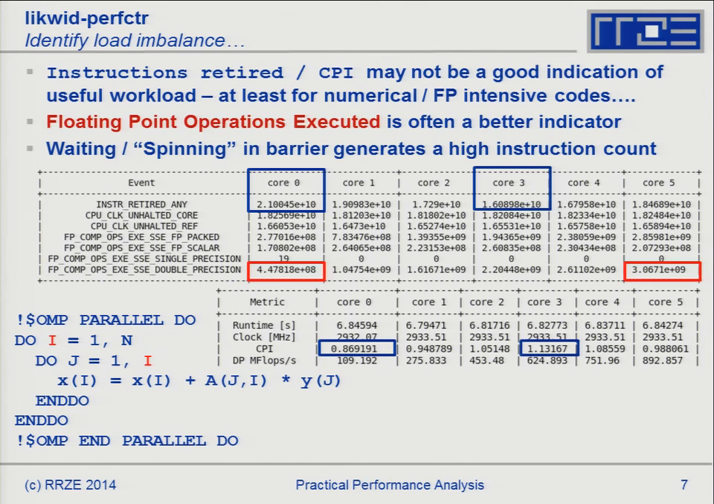Here we see fpcomp operations executed SSE double precision. And here we see what we want to see. So we have about 500 million floating point operations here, 1 billion here, 1.6 billion, 2.2, 2.6, 3.0. So this is the behavior we expect. The useful work is flops here in this case. Instructions retired is not the correct metric to look at. Of course, if you have a loop that handles integers, that might be a problem. You have to find another metric that quantifies better what you want to see.